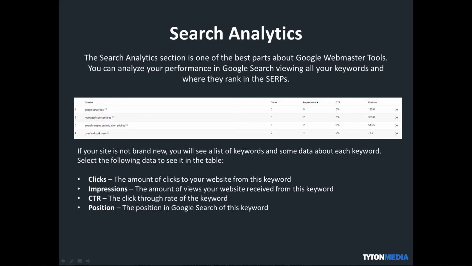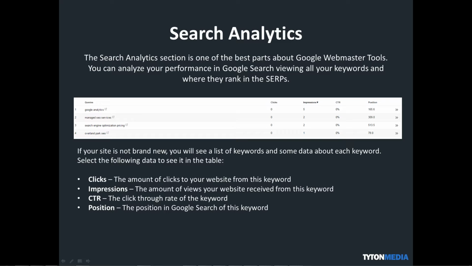So the next piece, and probably the most important piece, is the search analytics. This is a section where you can analyze your performance in Google search results, and you can see all your keywords and how you're ranking in Google. So if your site is not completely brand new, you'll see a list of keywords that you are already ranking for. It is possible that if your site is old and you don't have any, that is possible too, if your site's blocked or for whatever reason, you're not indexed in Google.